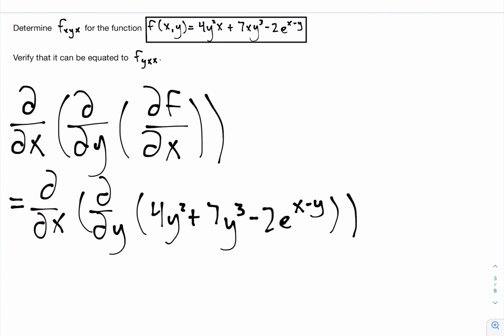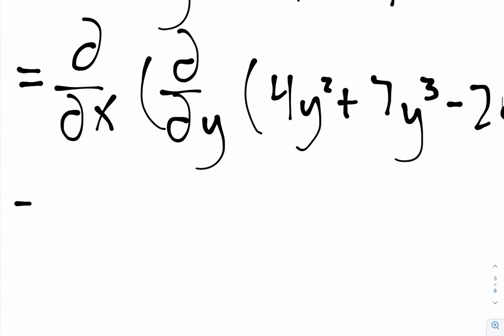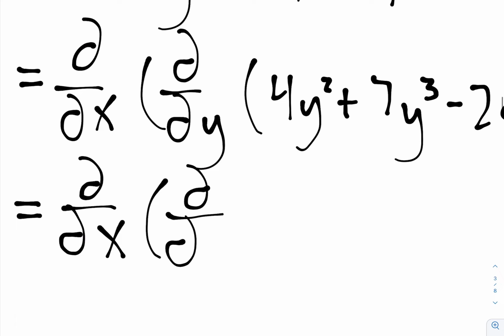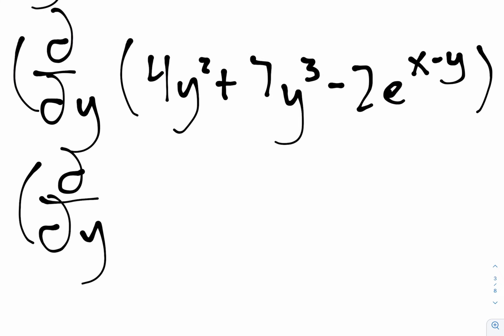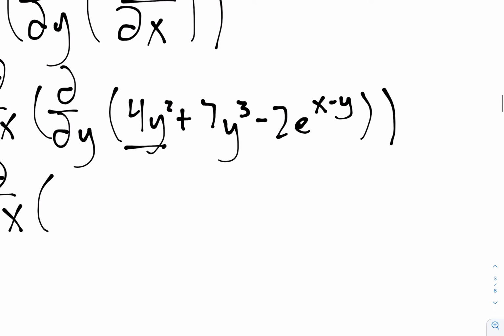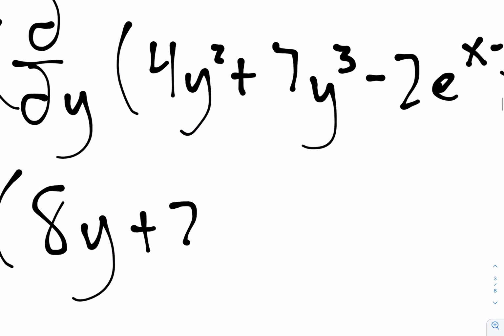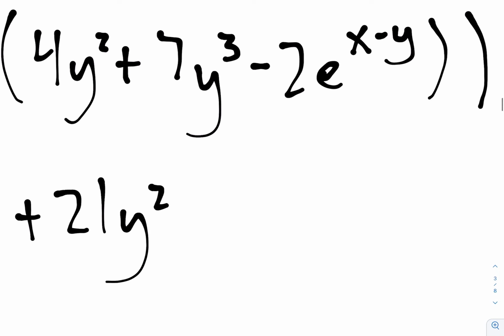Okay, so now let's take the derivative of all this stuff on the inside with respect to y. So we're leaving the x as constant. The derivative of 4y squared with respect to y is going to be 8y, because remember we bring this 2 down, multiply it by the 4 that's already there. So 8y plus 21y squared, right? 3 times 7 is 21, reduce the 3 by 1.